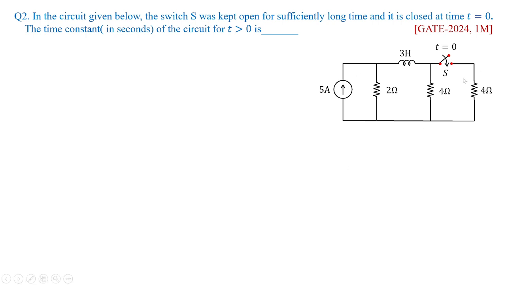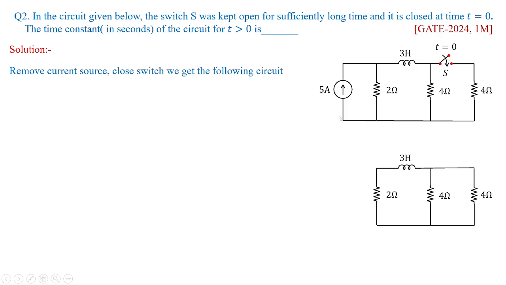Another question which was asked in GATE 2024 for 1 mark is the value of time constant once the switch position is changed from open circuit to closed circuit. So you need to concentrate on the source which is given to us. Here we have 5 amperes, and you have the parameters which are nothing but inductor and resistors. So once you close the switch by removing the current source, you are going to get the new circuit like this.